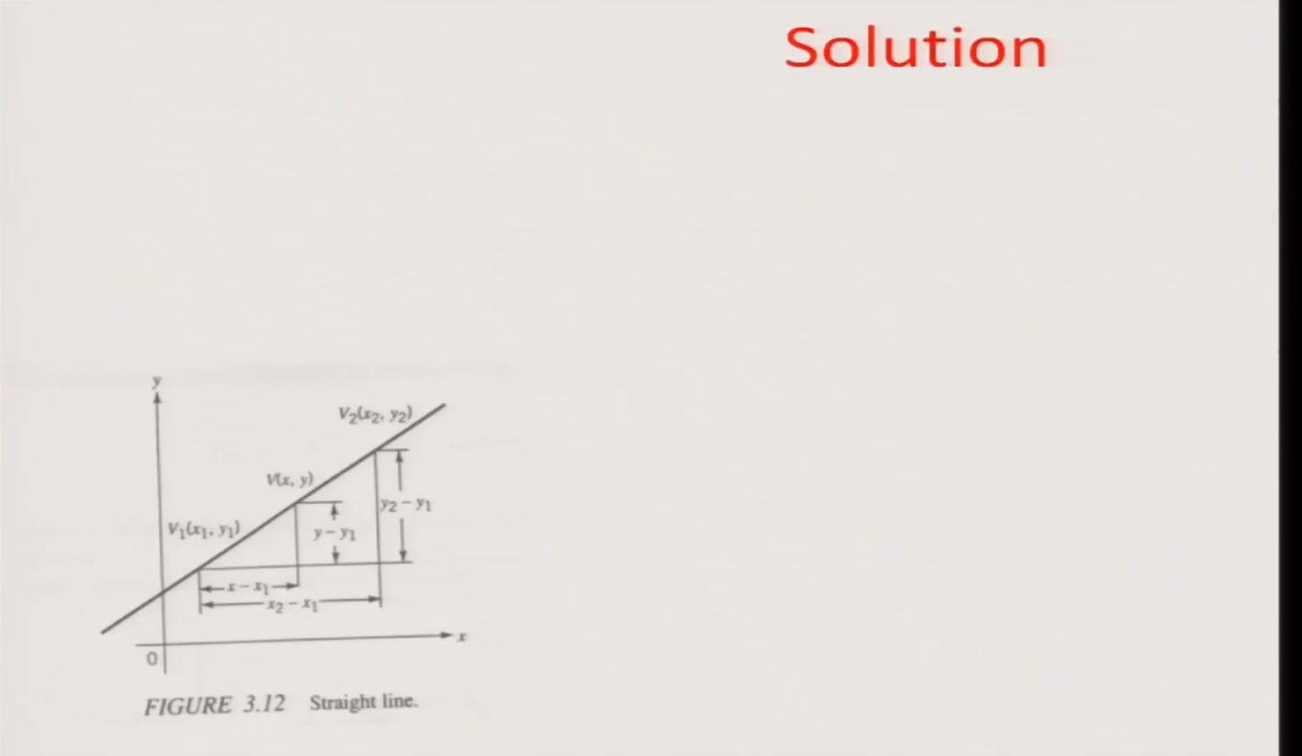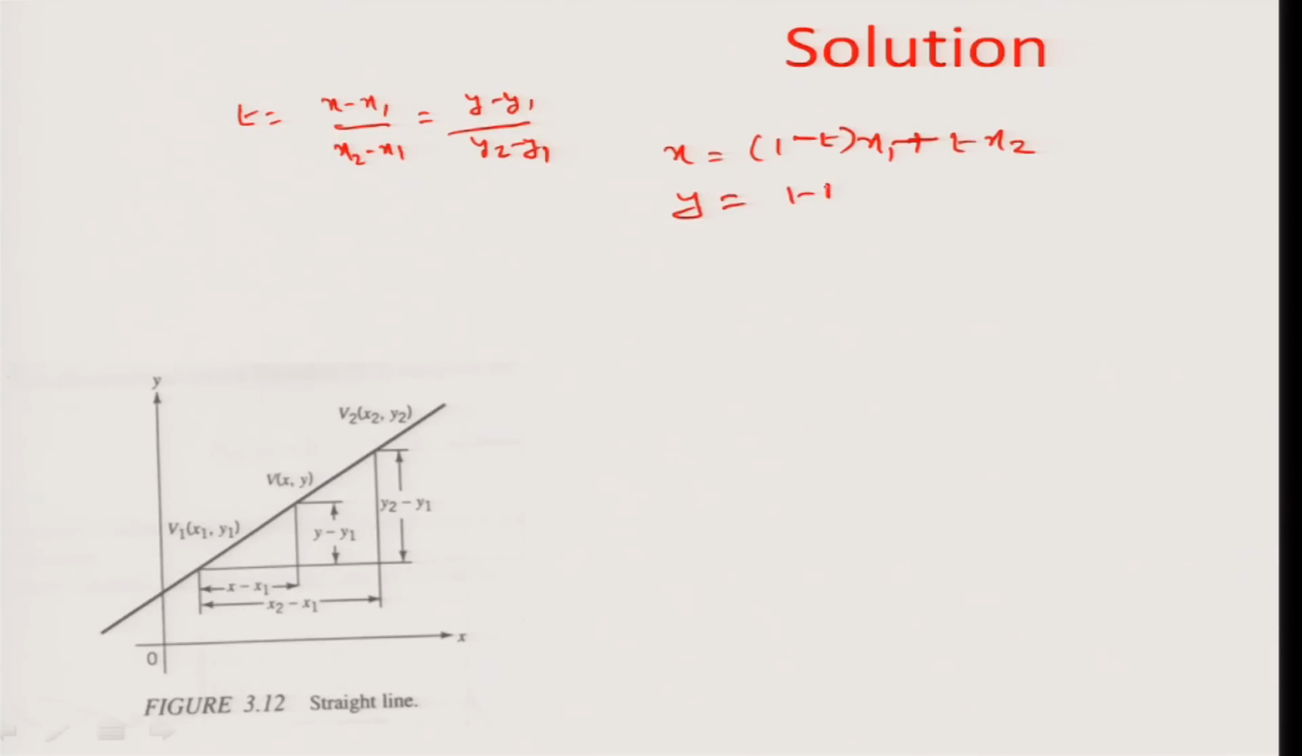So if we look at the way that we can reassemble these equations, we can have, out of this relationship, t, which is the x fraction, equal to the y fraction. The first relationship: x can come out to be (1 minus t) x1 plus t x2, and the second relationship: y can come out to be (1 minus t) y1 plus t y2.